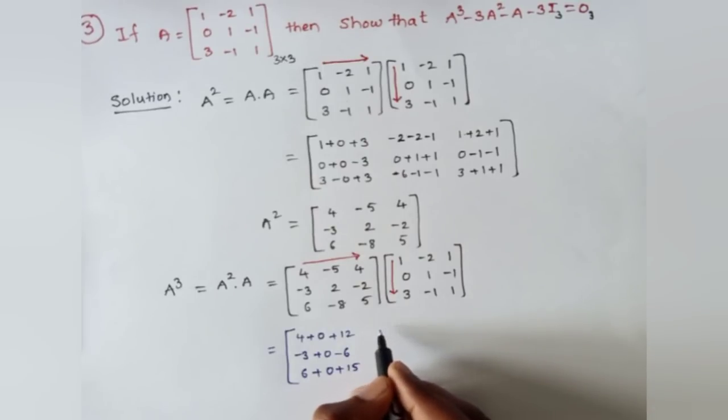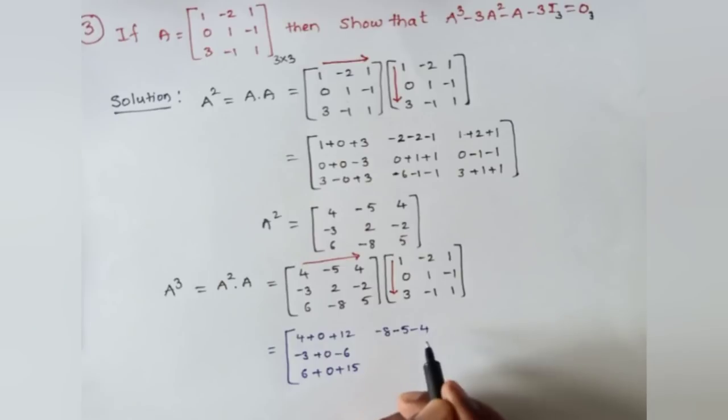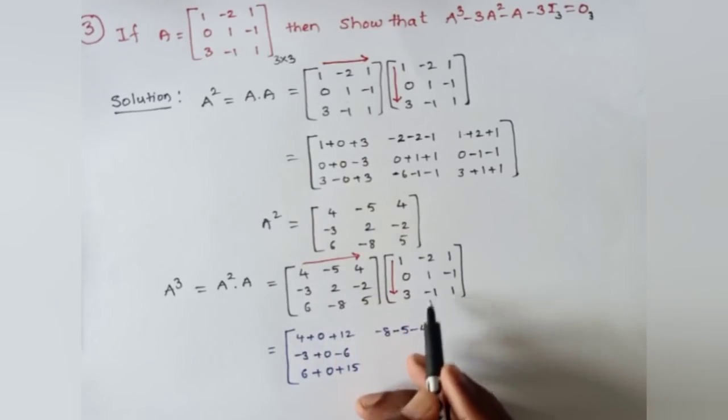and so this is minus 8, minus 5 minus 4, this row with this column.